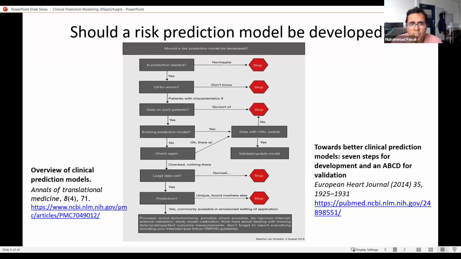But the message is, whenever you are thinking about developing a prediction model, have a look at the literature and find out what is already around. If there is something, start from there rather than developing your own from scratch. Because developing a prediction model is like developing a new medicine. It normally takes a decade or maybe more.